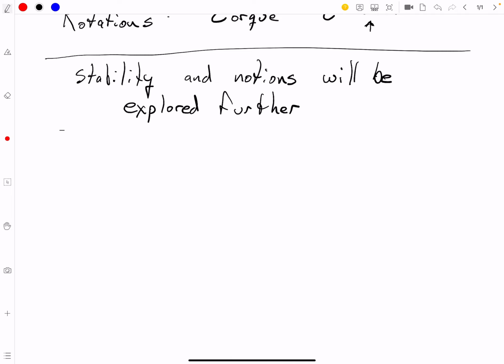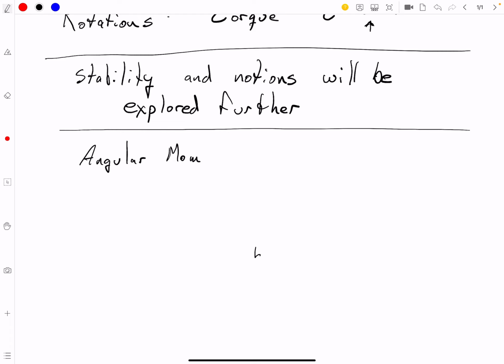I'm getting sloppy in my writing. Angular momentum, which is the rotational equivalent of linear momentum. Angular momentum, of course, is L, and that's equal to I omega.